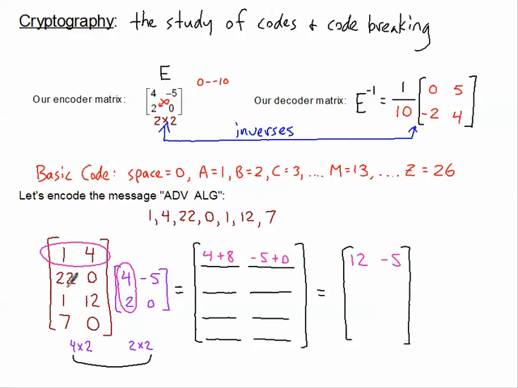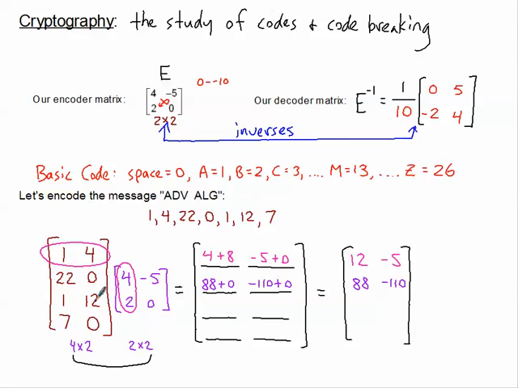If you like to circle it, go ahead. I'm not going to. 22 times 4 is 88. And the next element, 0 times 2, is 0. So that, of course, adds up to 88. Sticking with the second row, 22 times -5 is -110. And 0 times 0 is 0. Add those together, we're at -110.